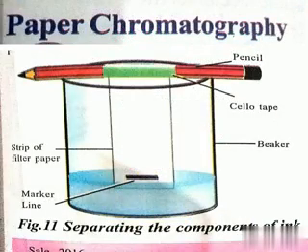Now we are discussing one more activity, to observe the colors present in a marker ink. So what is the aim of this activity? Separating the components of an ink using paper chromatography, that is, separating the components present in an ink with the help of a chromatography activity.